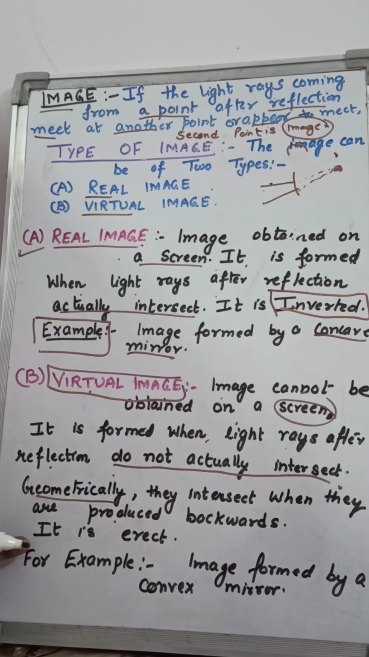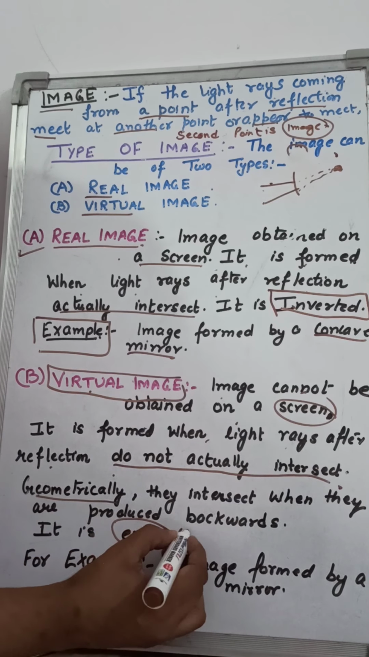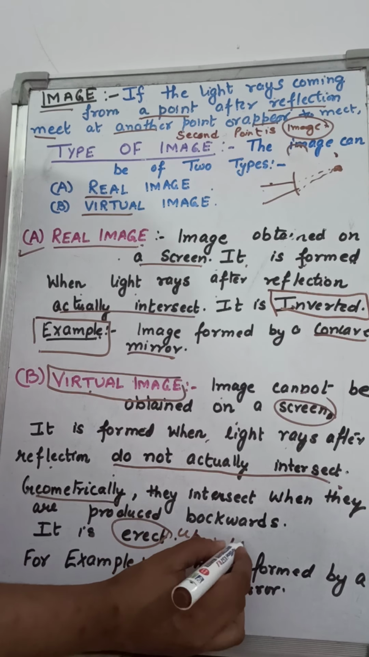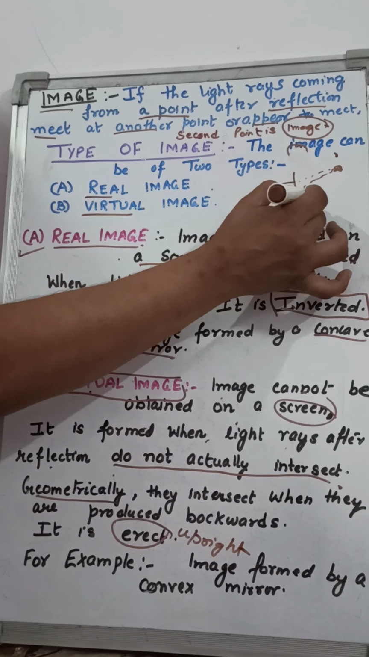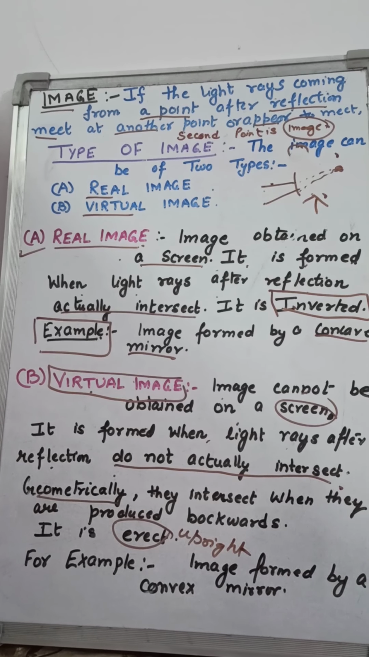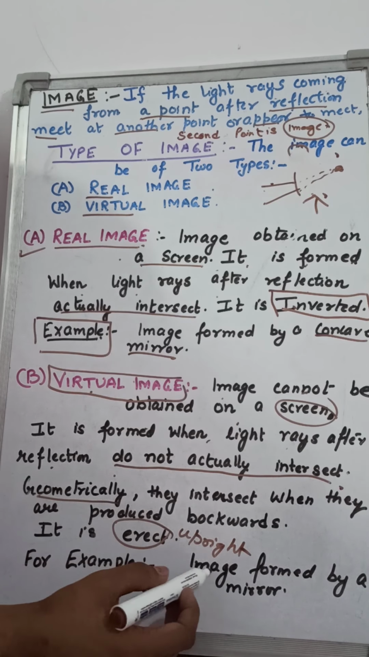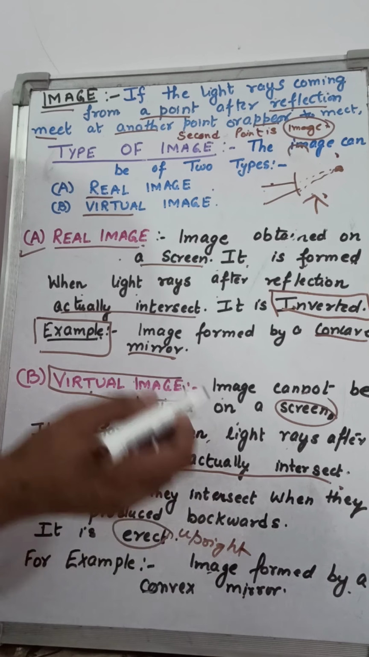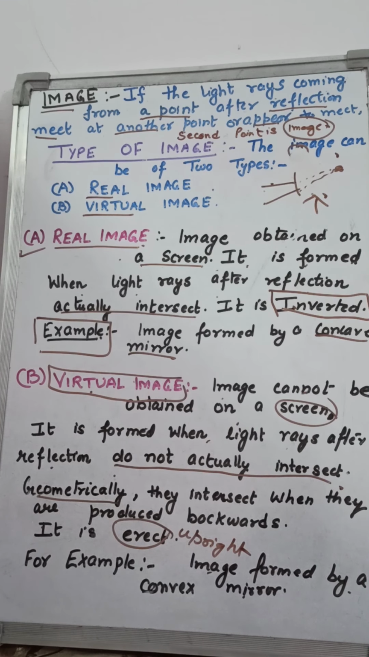That means geometrically they intersect when they are produced backwards. Clear? It is erect. Erect means upright. Always erect image. If you see an erect image, that means it is a virtual image. When you see yourself in front of the plane mirror, that is your virtual image. How? Because that image is upright. That image is erect. So that is our virtual image. Example, image formed by a convex mirror. So this is real and virtual image.